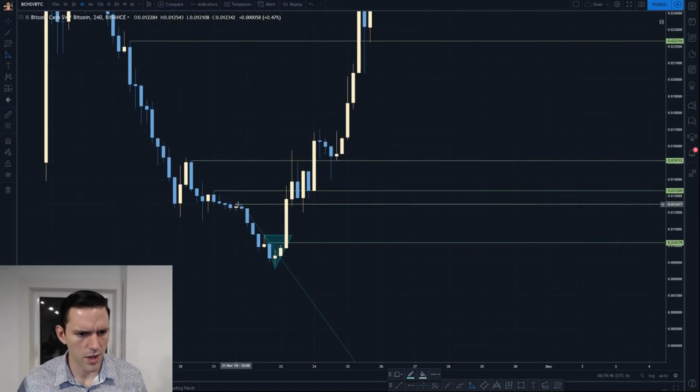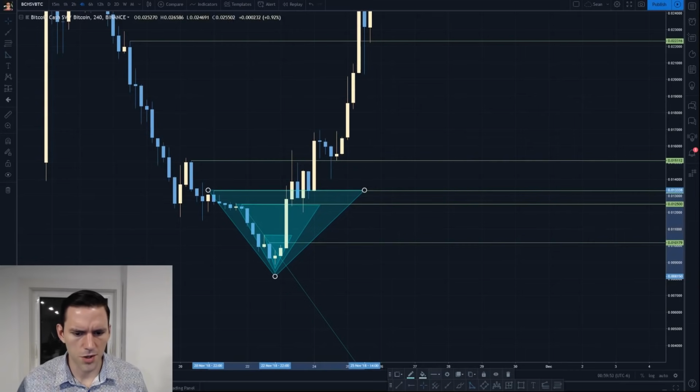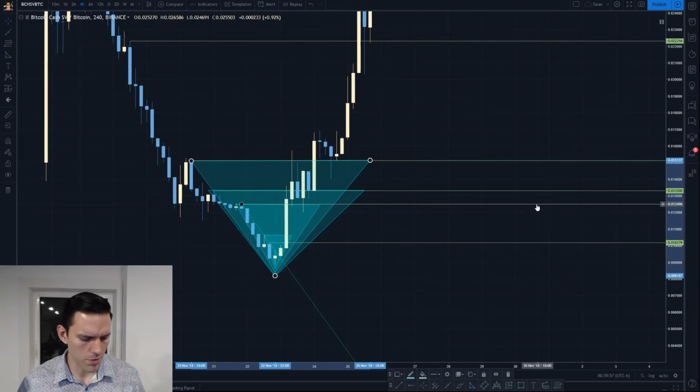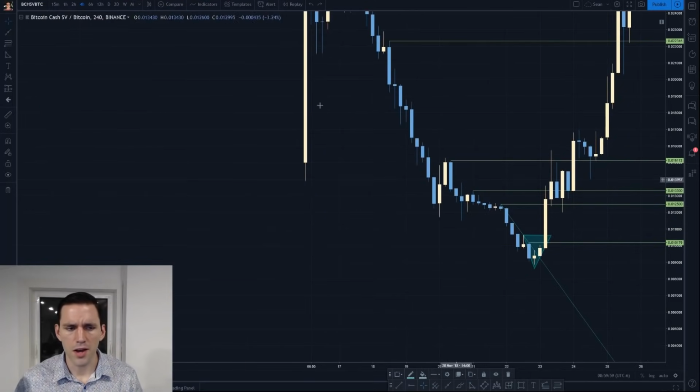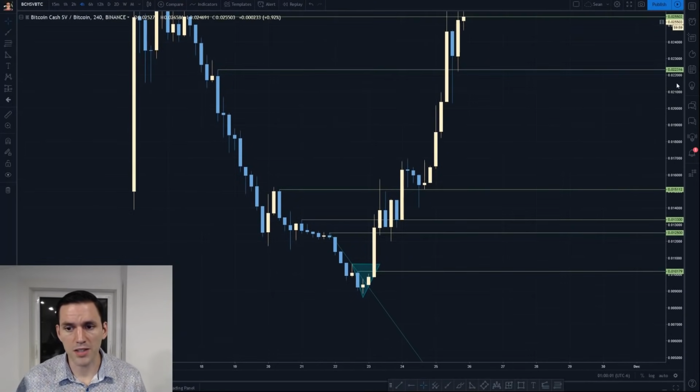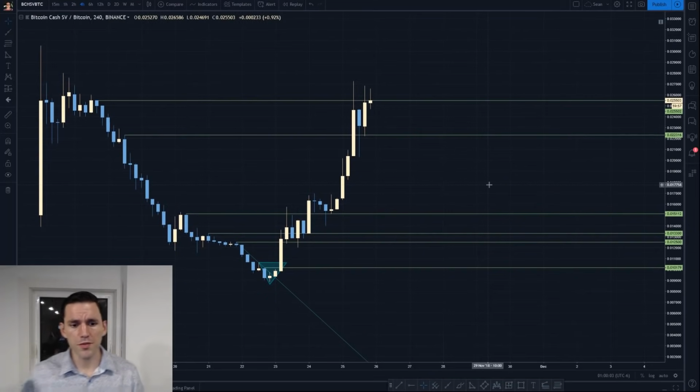You know, what does this look like? Trend within a trend, testing a larger trend, testing a larger trend, and look how big the moves on Bitcoin Cash SV have been, because there's no space in between. That's why this coin moves so much.